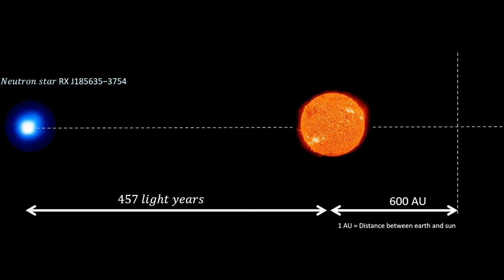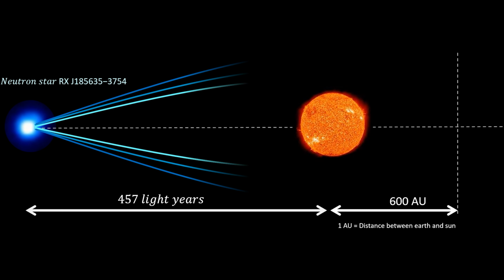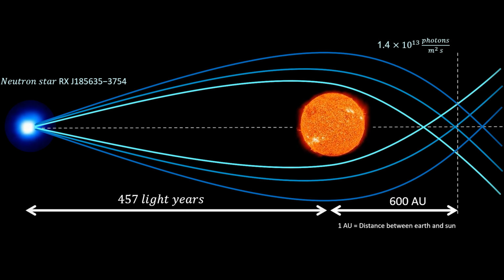As next example, we take the closest known neutron star, which is at a distance of 457 light years. The amplified photon flux that arrives from the neutron star is about 1.4 times 10 to the 13 photons per meter square per second, which is much higher than the background brightness, so this could easily be measured. And due to the rather high frequency the neutron star emits, the minimal measurable distance is even 9 meters.